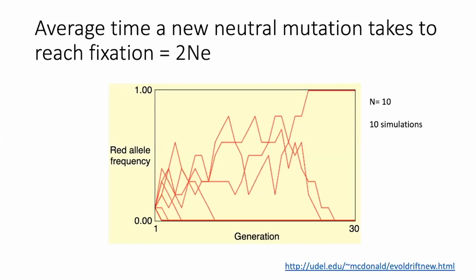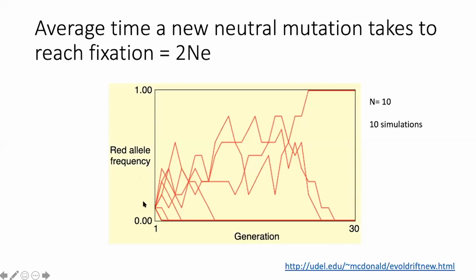One other predictable feature of neutral genetic drift is that if a mutation does fix, so most neutral mutations don't fix, they drop out of the population. But if a mutation does fix, it is on average going to take 2 NE generations. And so this is something that we went over thoroughly in the homework. So make sure to reevaluate that.